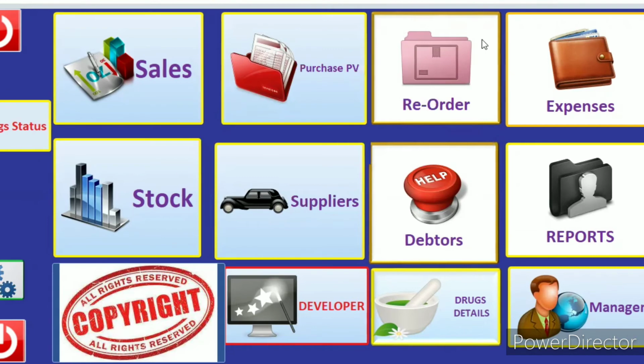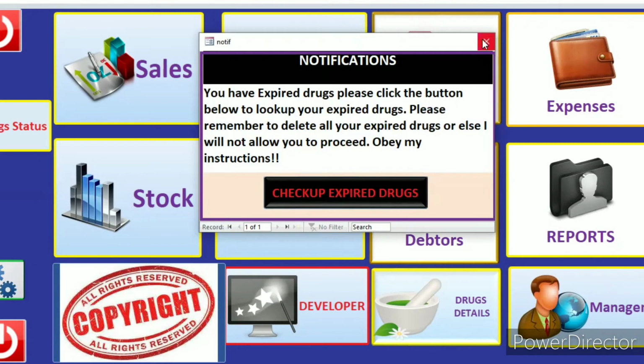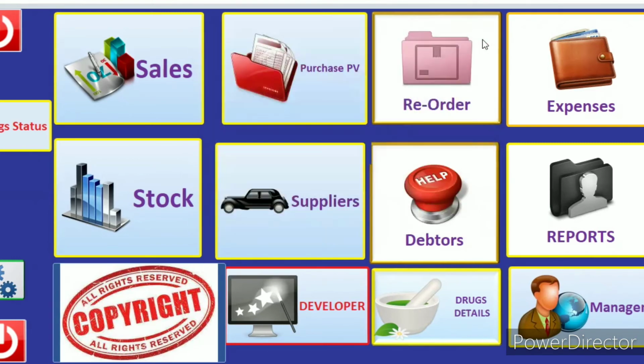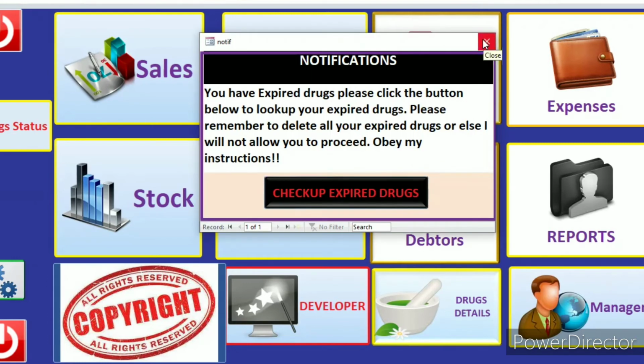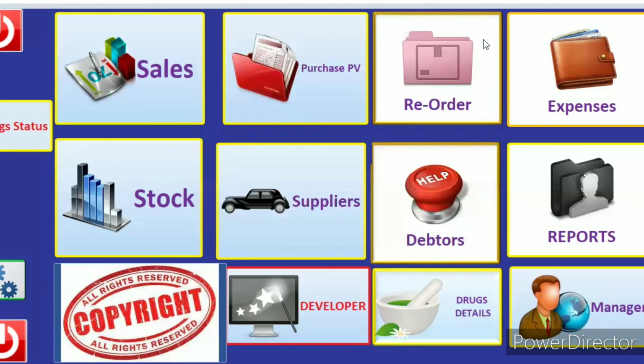But because of this demonstration, if I don't do that, it will be disturbing. So you can see that I've set it that every 5 seconds it has to pop up. So this is how we set the alert for the pharmacy system, so that when your drugs are expiring, you get an alert. When they are expired, you also get an alert. Okay, so that's how it is.